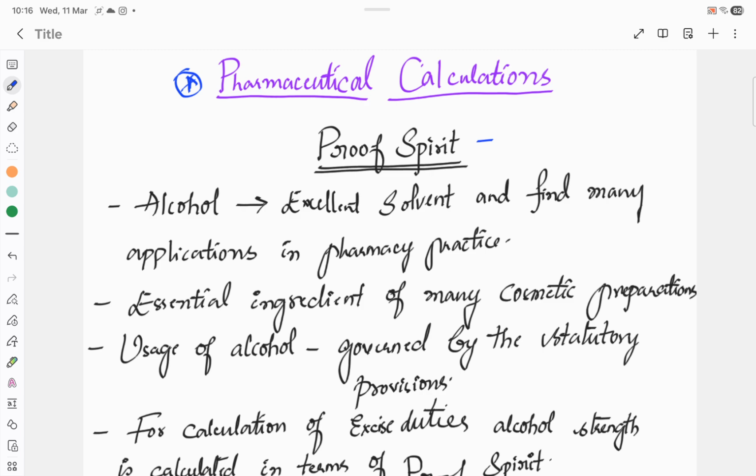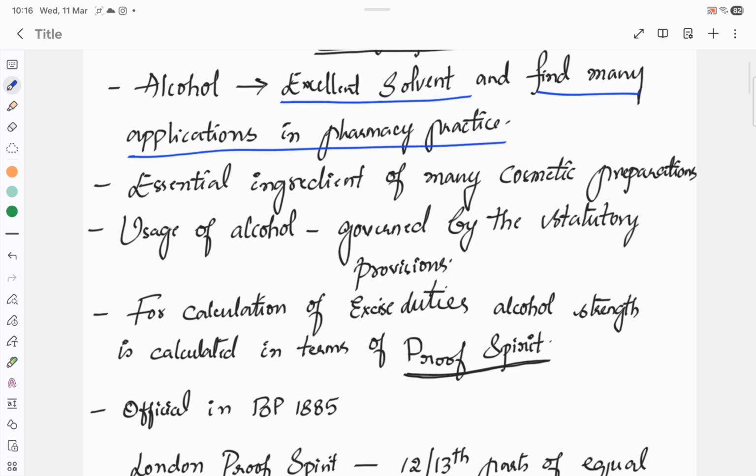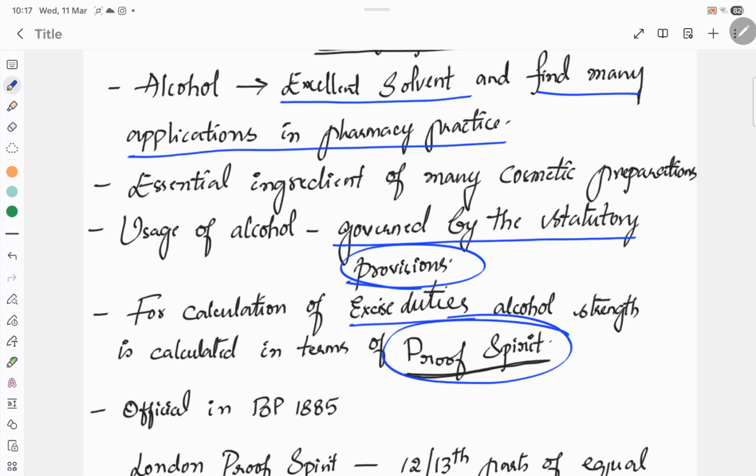Okay, so alcohol is considered an excellent solvent because it has many applications in pharmaceutical practice, and it is also known as an essential ingredient of many cosmetic preparations. However, alcohol attracts the excise duty that is levied by the government. So whenever you are using alcohol, it has to be governed by statutory provisions. For calculation of these excise duties, the alcohol strength is calculated in terms of proof spirit.